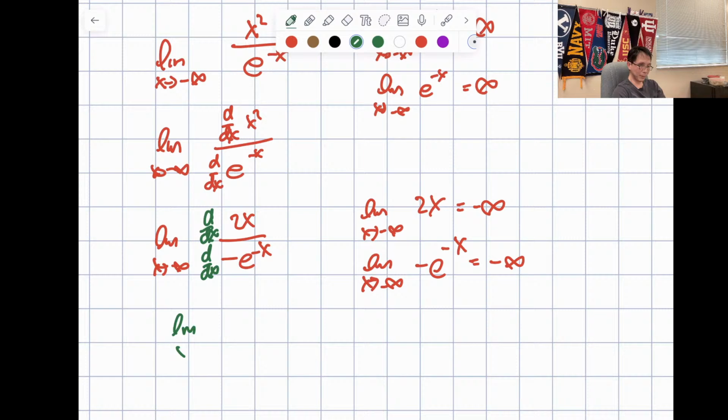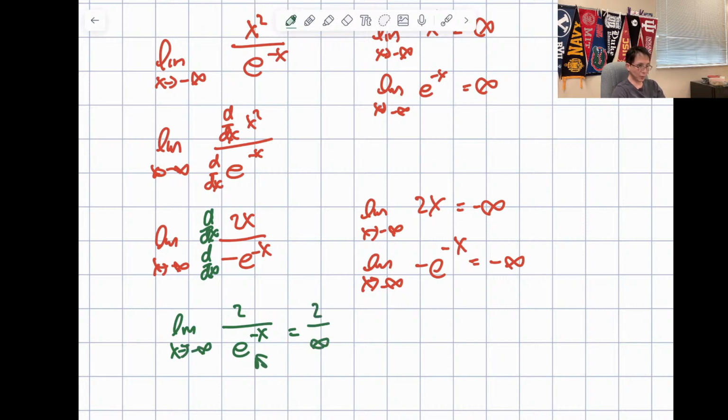So the limit as x approaches infinity is here. It's going to be 2, and that's going to be e to the negative x. Now, remember, we are approaching negative infinity. So e to the negative infinity is going to be 2 over infinity. That's equal to 0.